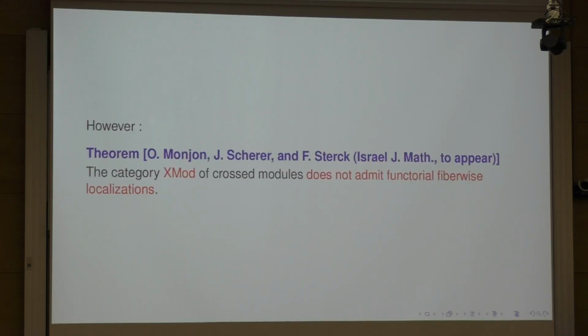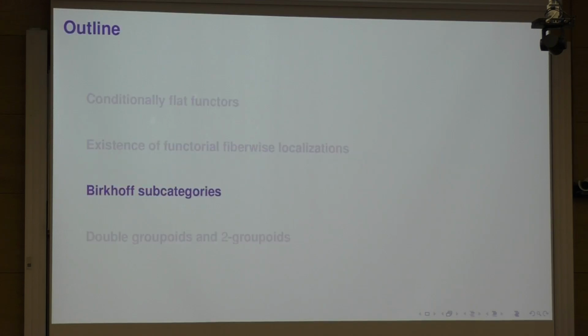But actually, quite recently, Mongeon, Scherer, and Stepp proved that the category of crossed modules does not admit functorial fiberwise localization in general. So they give an example of a reflective subcategory, which is given by those crossed modules of the form A goes to 0, where A is abelian, and they show that the condition N is not satisfied. So it's a different situation.